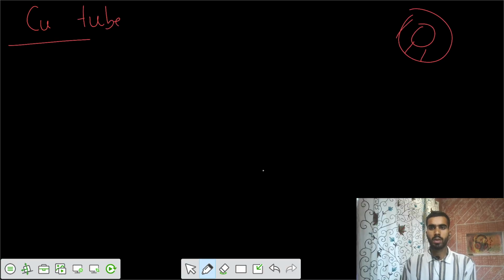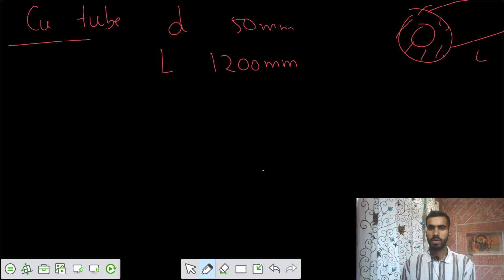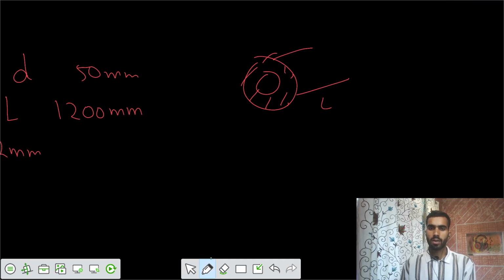You have a copper tube. It has a diameter of 50 mm, a length L equal to 1200 millimeter, and a wall thickness equal to 1.2 millimeter, and the tube is closed from both sides. So the ends are closed.